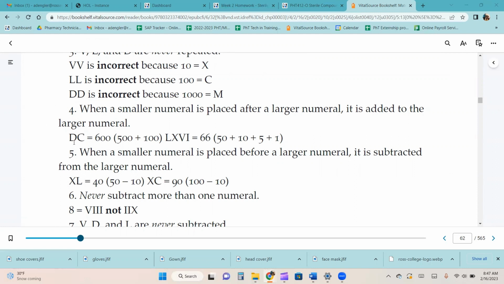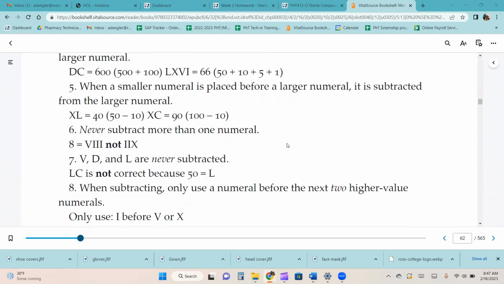So here we have DC equals 600, which is 500 plus 100, and LXVI equals 66, which is 50 plus 10 plus 5 plus 1. When a smaller numeral is placed before a larger numeral, it is subtracted from the larger numeral. So XL equals 40, 50 minus 10, and XC equals 90, 100 minus 10.